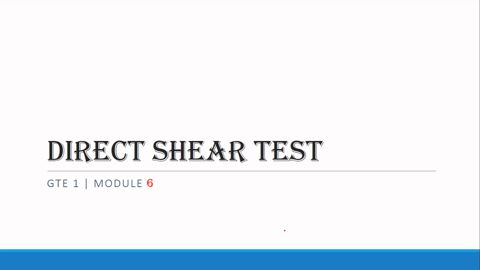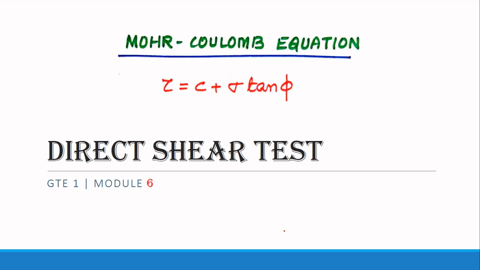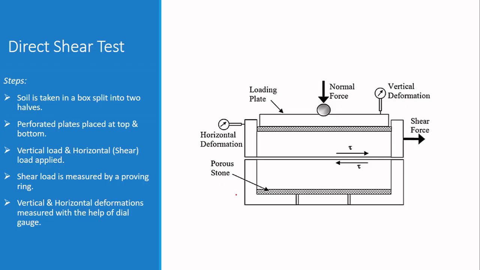But in each test, our primary objective is to find the shear strength parameters. If you remember from the last class, we discussed the Mohr-Coulomb equation, which was tau equal to C plus sigma tan phi. I told you that C and phi are collectively known as shear strength parameters. So in each test, we will be trying to find these two parameters. Now let us look at how the direct shear test is carried out.